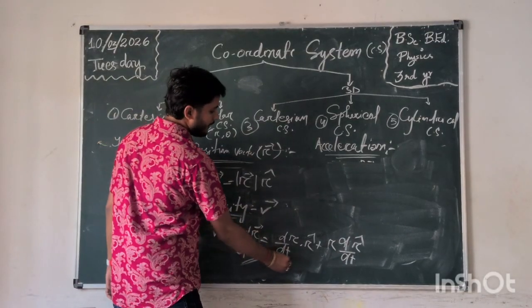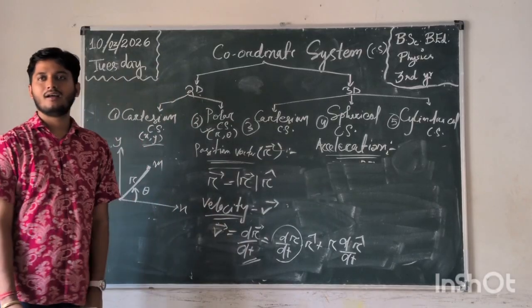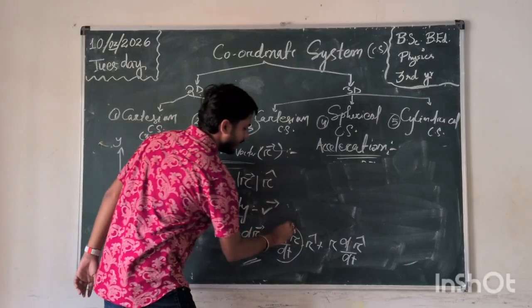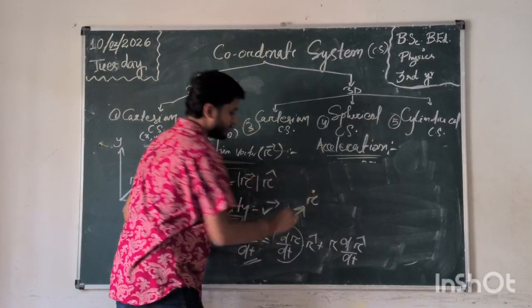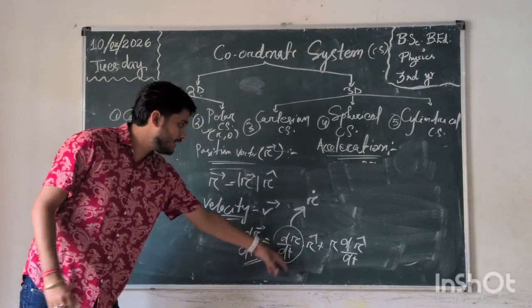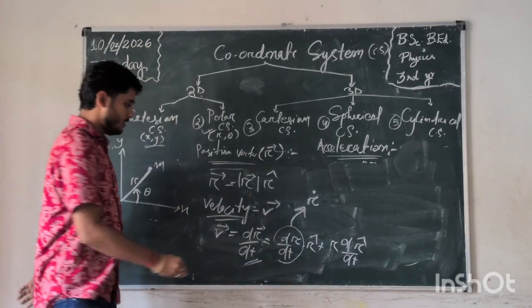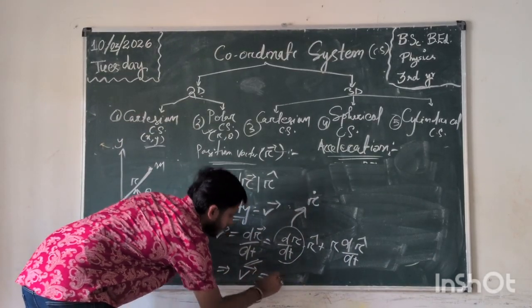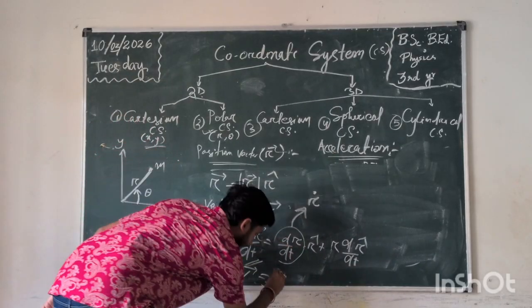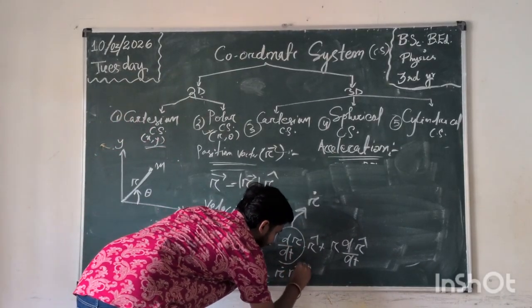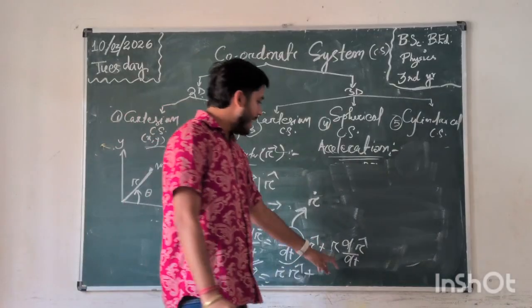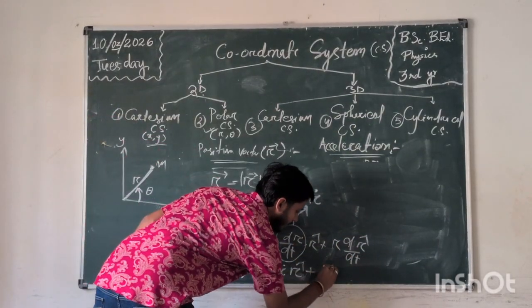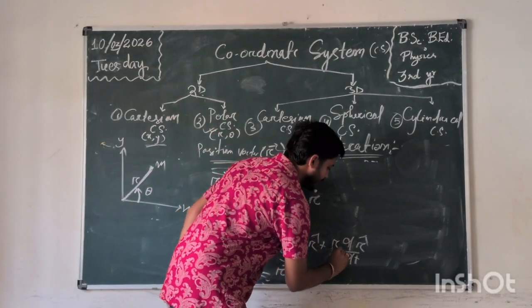So we know dr by dt is our velocity. What can we write? We can write it as r dot. So dr by dt is r dot. Here I am writing the final expression: v vector equals r dot r cap plus r into d r cap by dt. So r is there. We have to write this.